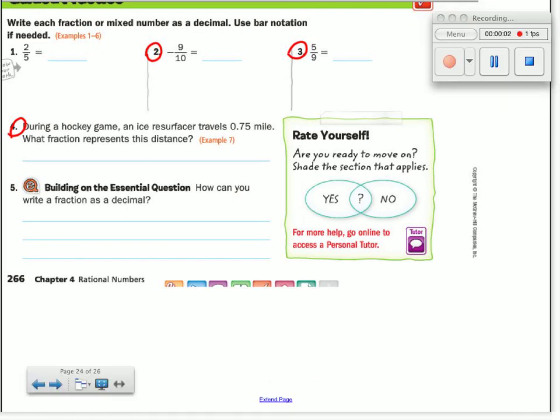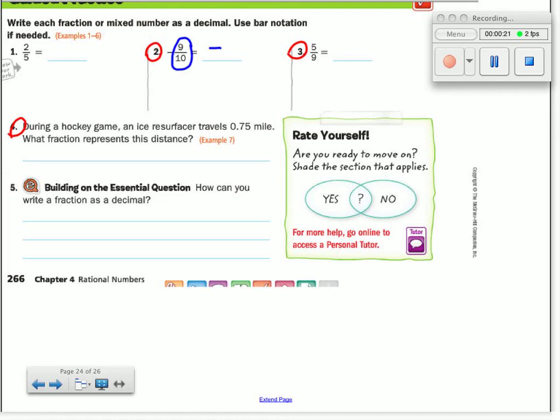Okay, so for number 2, the directions say write each fraction or mixed number as a decimal. Use bar notation if needed. This one should be an easier one. Right away, I would put my negative sign so I don't forget it. And then, who can read this to me correctly?